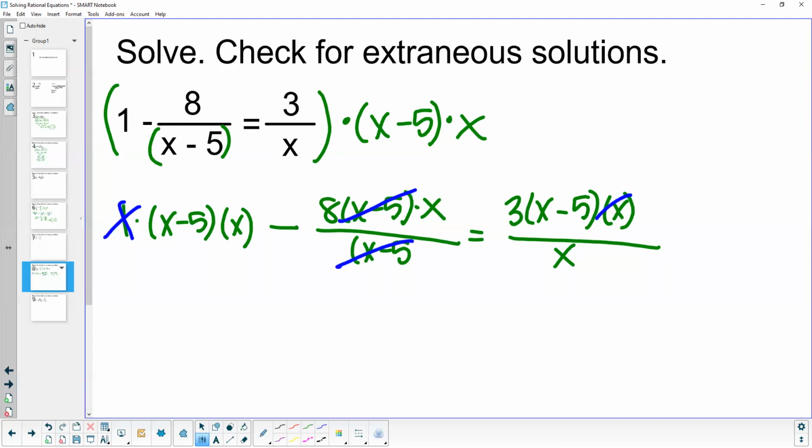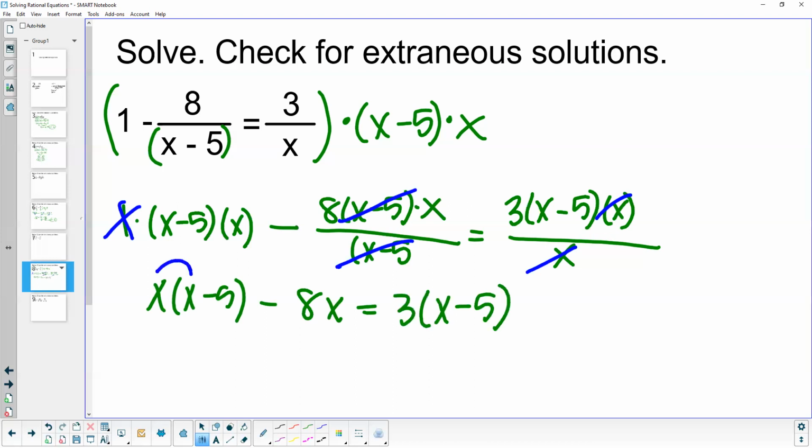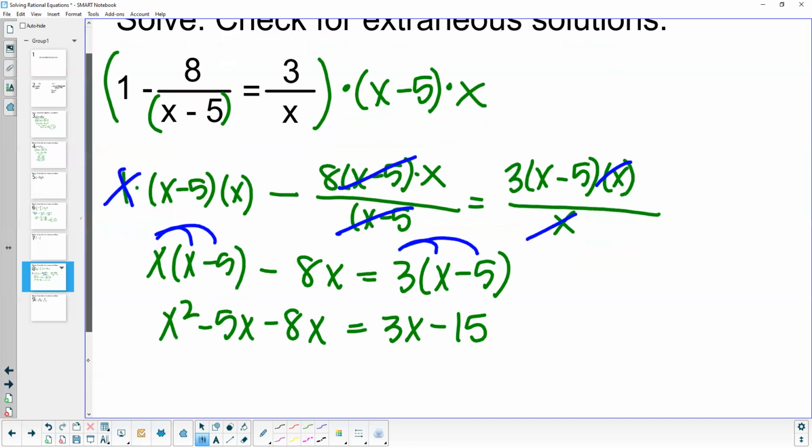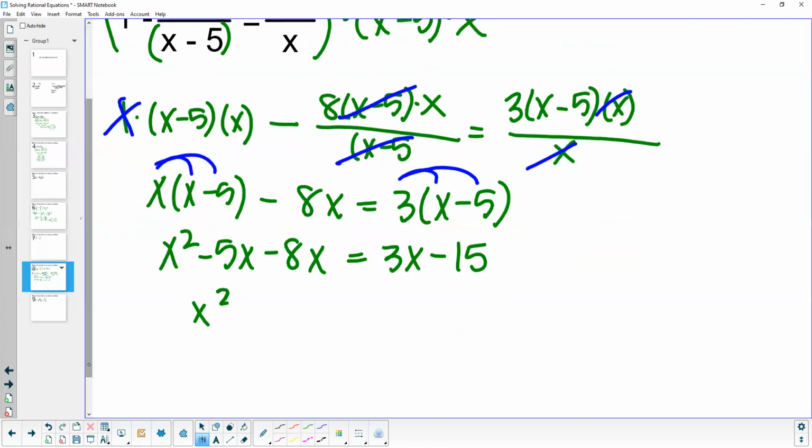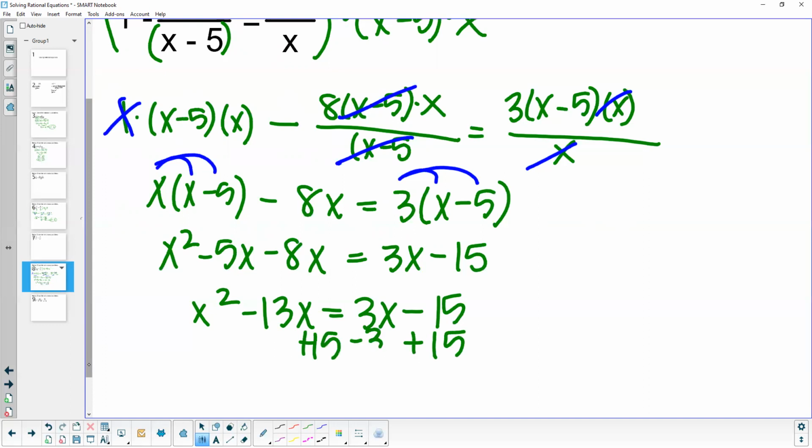Cancel out what's in common on top and bottom, and we end up getting x times x minus 5 minus 8x is equal to 3 times x minus 5. Then we want to use our distributive property to solve this, just like we always would. And so we end up getting x squared minus 5x minus 8x is equal to 3x minus 15. And then we can go through and solve for x here by combining like terms. So we get x squared minus 13x equals 3x minus 15. I can add 15 to both sides. I can subtract 3x from both sides, and we get x squared minus 16x plus 15 equals 0.